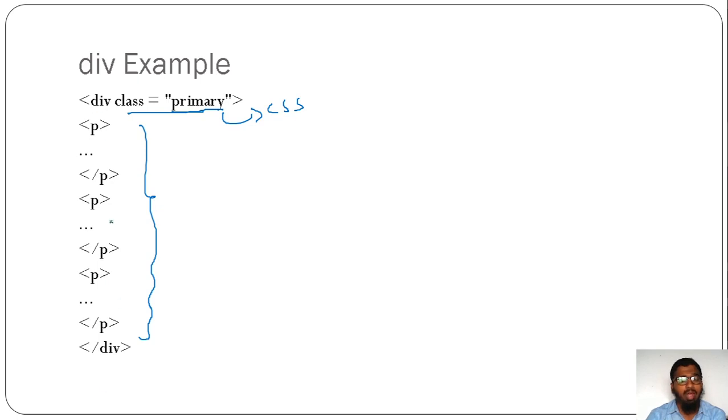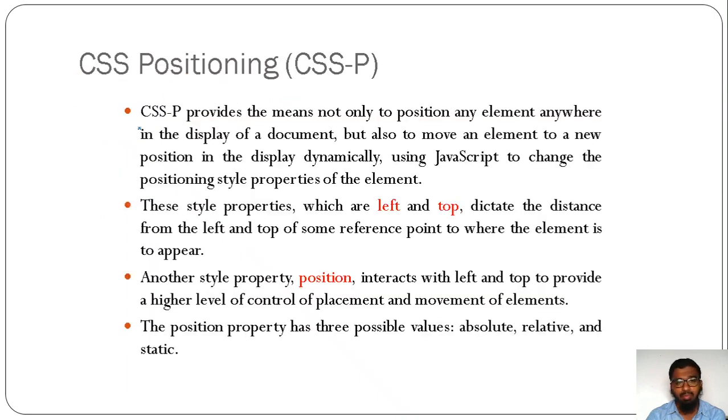Automatically it will apply, no need to mention the style here. If you apply the CSS style to this property primary for this div, then no need to apply it for the paragraph, automatically it will apply to this paragraph. So this is an example for div.